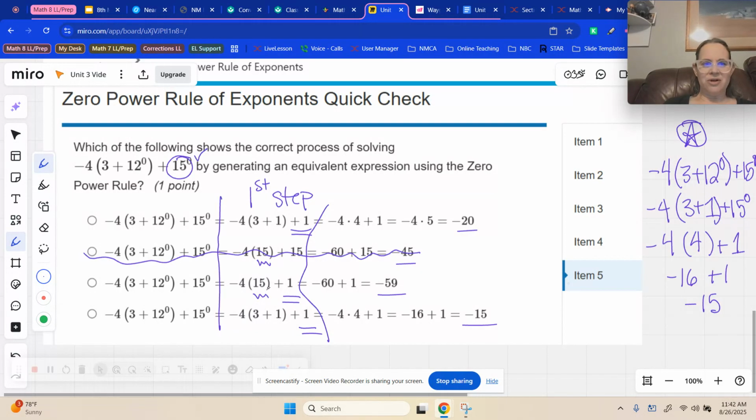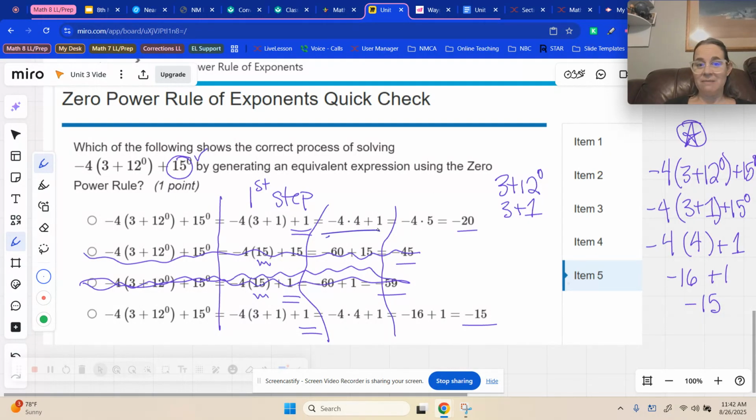So let's look inside the parentheses. Do we like 3 plus 1 or do we like 15? So 3 plus 12 to the 0th power. 12 to the 0th power would be 1. Okay, so I'm going to cross out this one too, because the 15 that they have in the parentheses there is not correct. Okay, look at the second step here. For my 2 remaining choices, they have done the same thing for the second step. Okay, so I can't eliminate anything else.